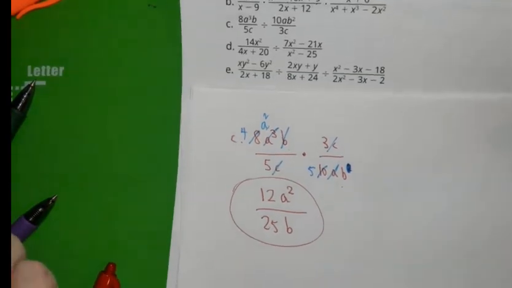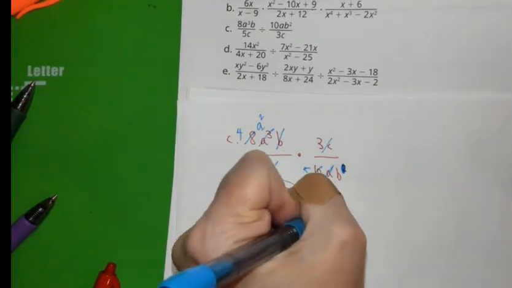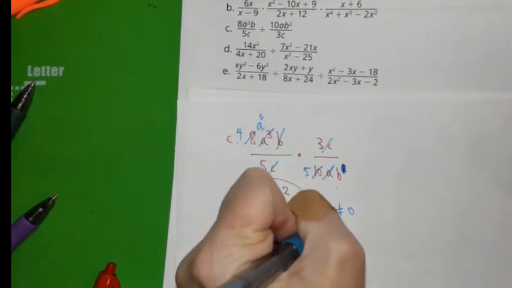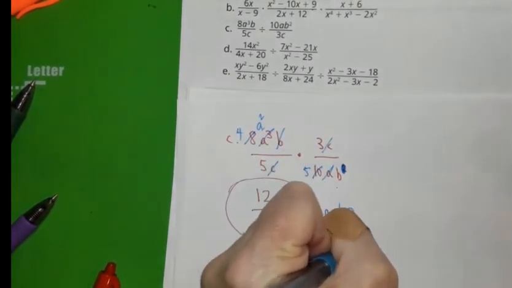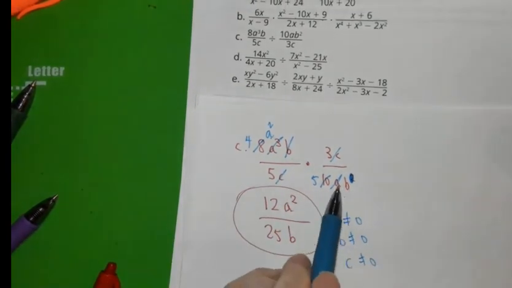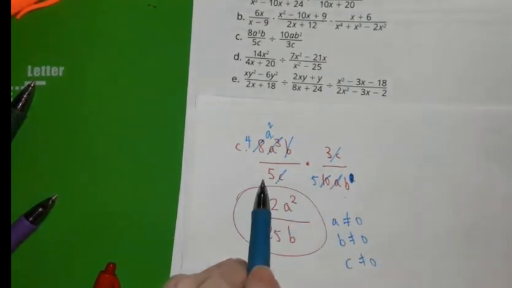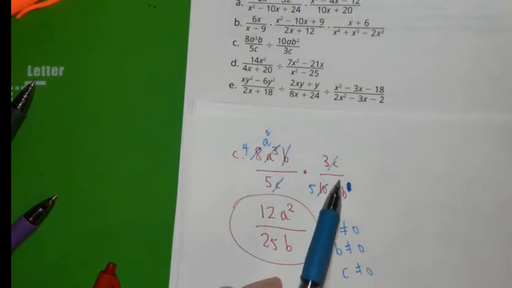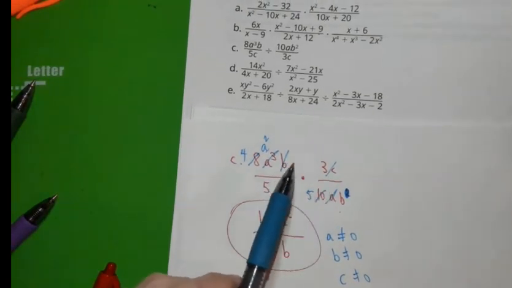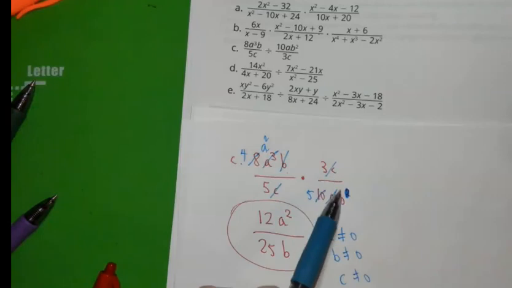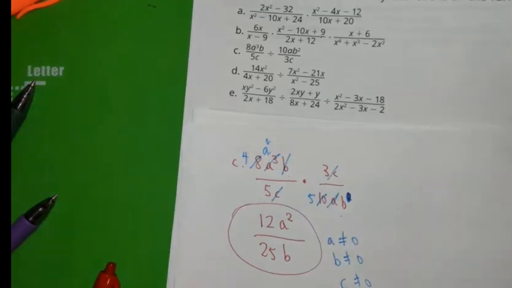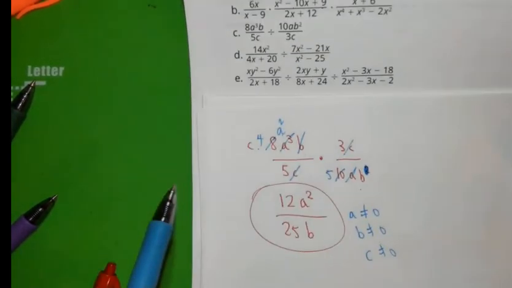The restrictions on the variables: a cannot equal 0, b cannot equal 0, c cannot equal 0, because these denominators cannot be 0. And c, remember, was up here too. So if that had been a different variable, we would have had to include it because it was originally in the denominator.